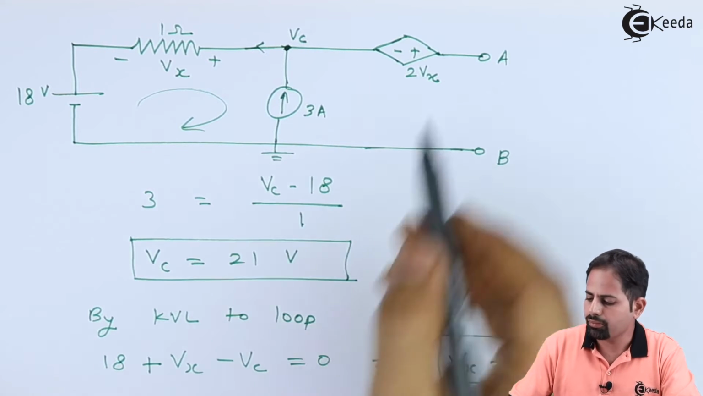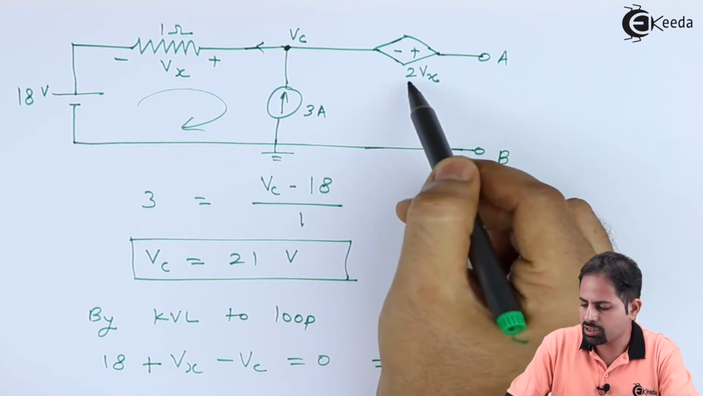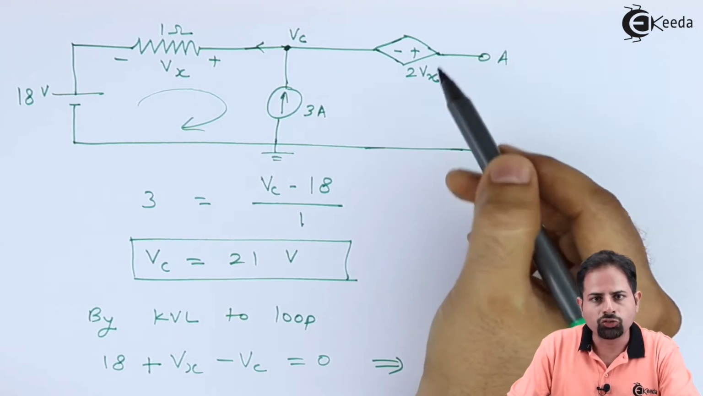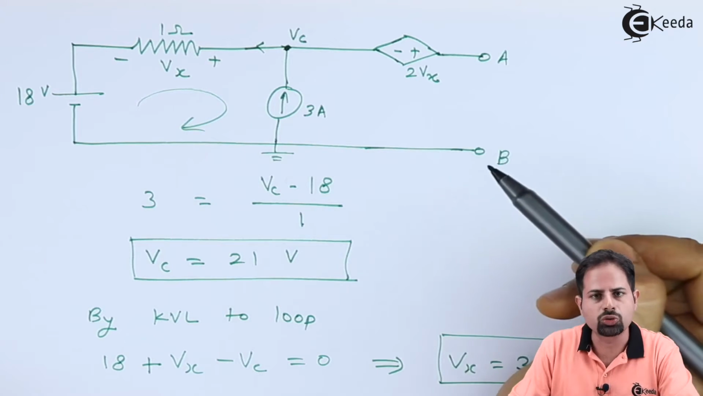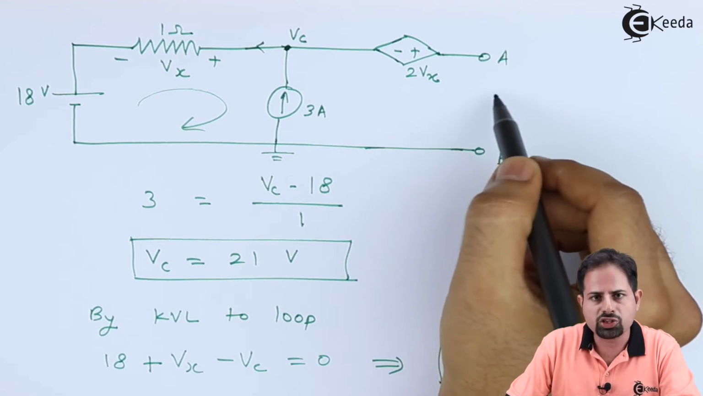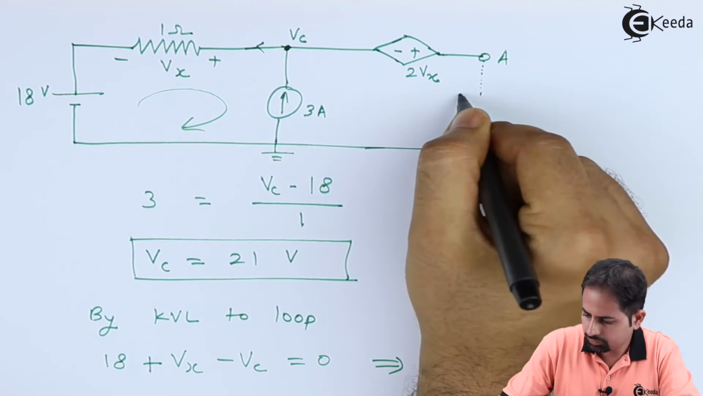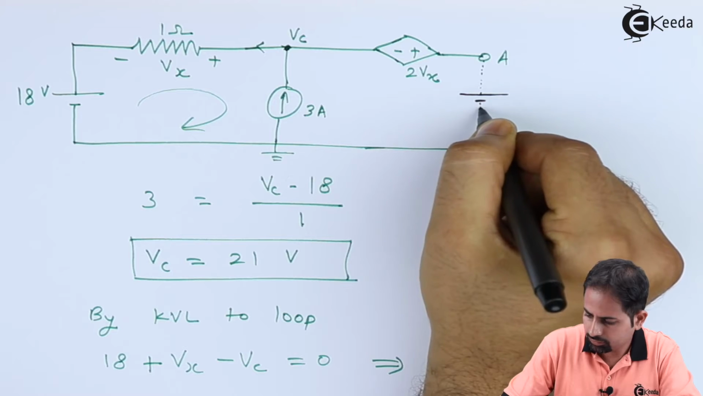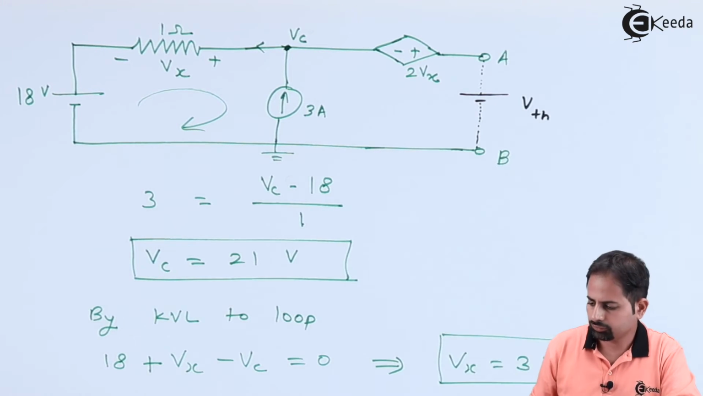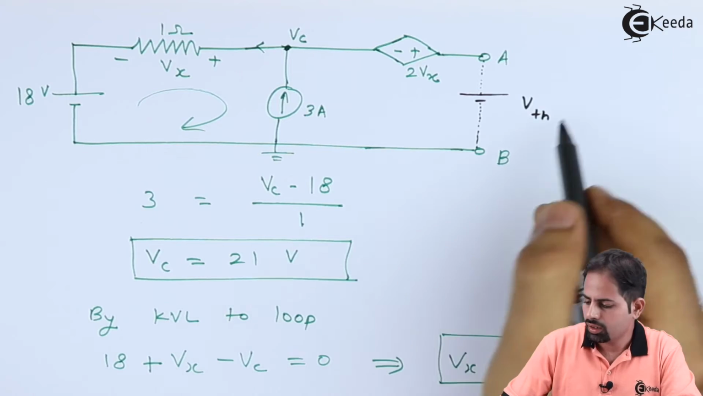Now why is it required? Because this particular voltage source has 2 into Vx value. So if I want to find the VTH, for that we'll take an imaginary voltage source, which we have been doing. So we'll put an imaginary voltage source here between A and B. So this is called VTH.